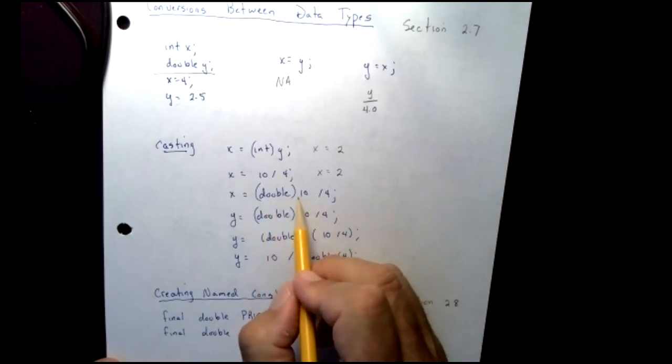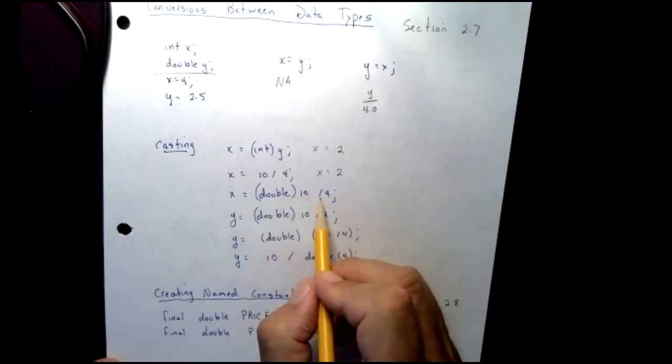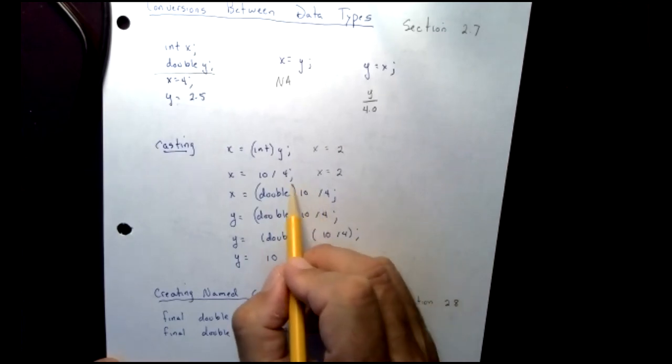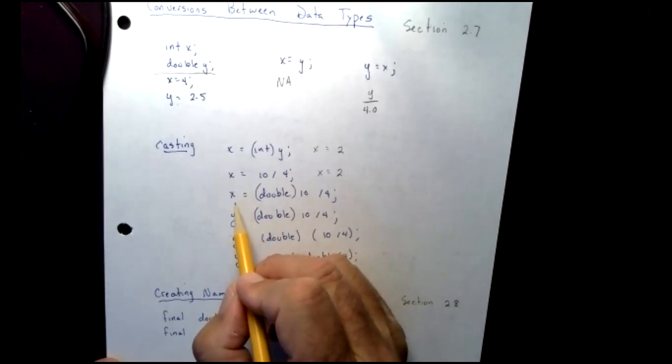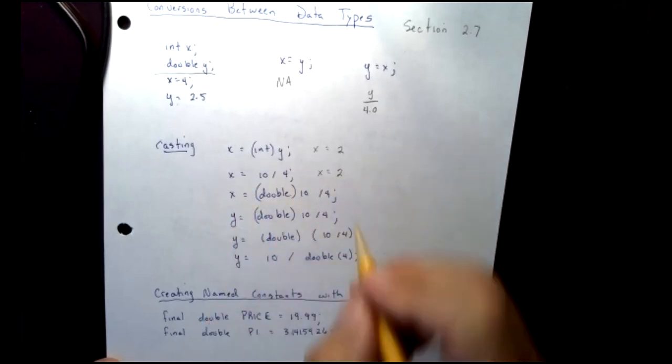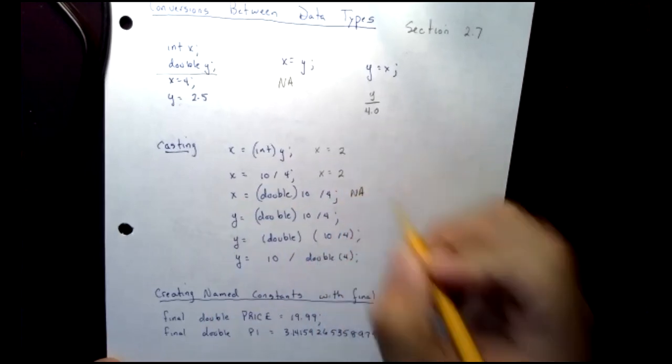Turns it into a double. Divides it by 4. 2.5. Okay, 2.5. And then I'm going to try to store it in an integer, X. So an integer, then it goes back to being 2. Nope, it crashes.